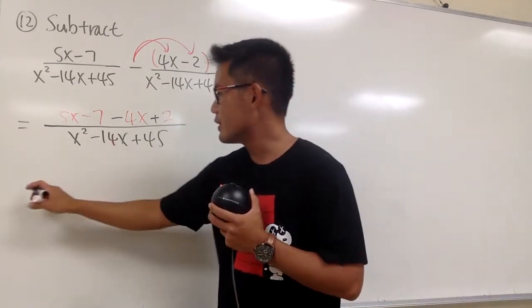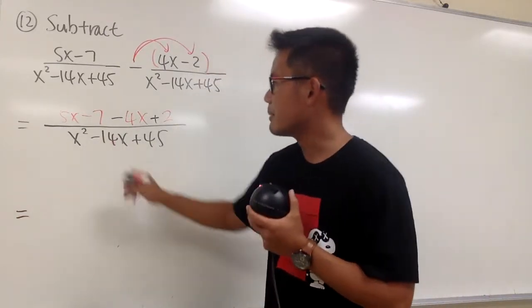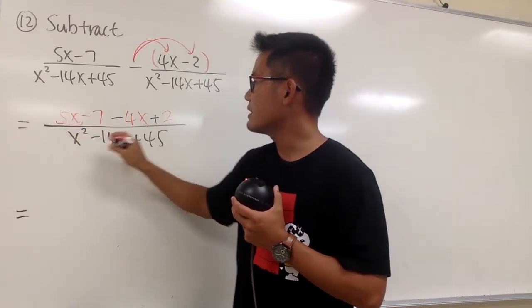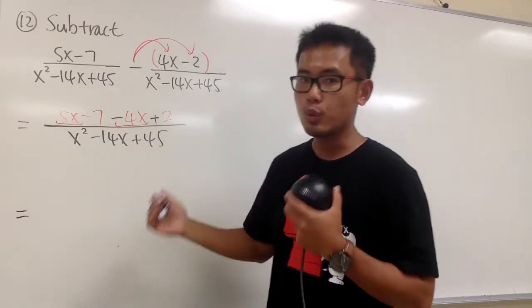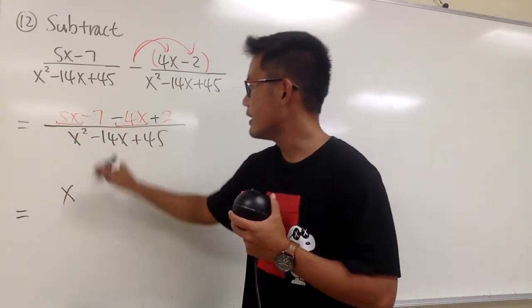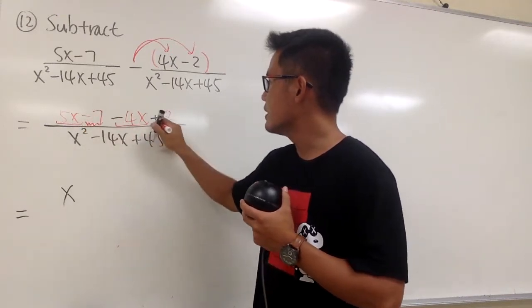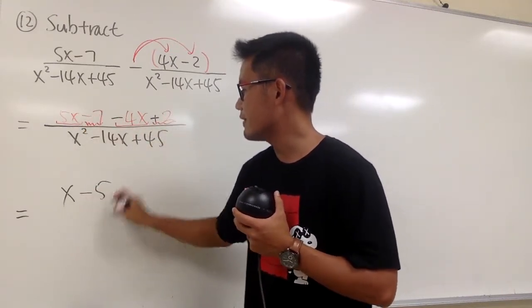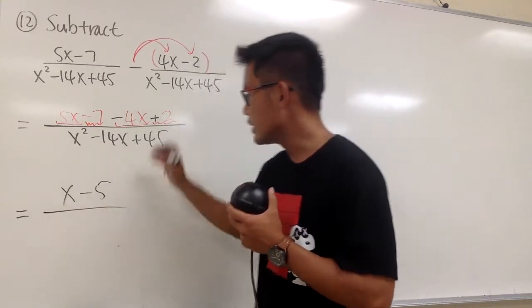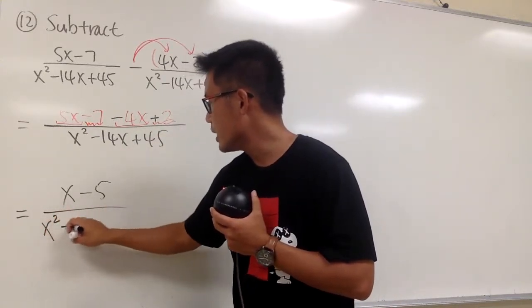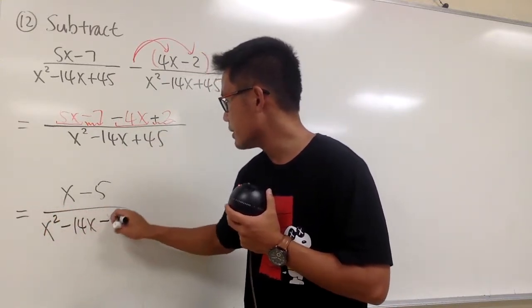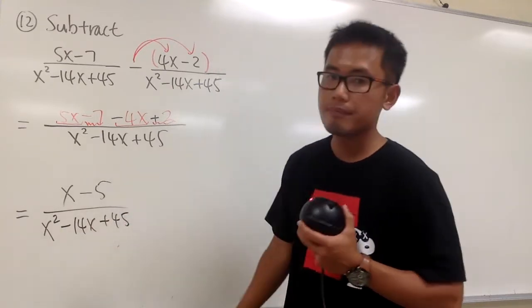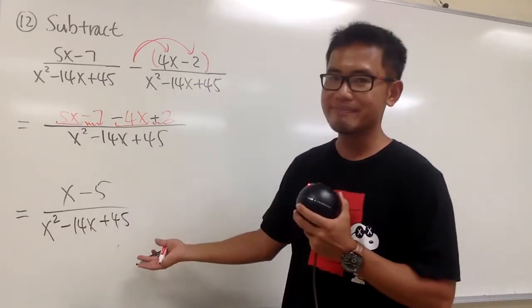And now we can just go ahead and combine terms on the top. This is 5x minus 4x, we will just have an x left. And then minus 7 plus 2, that's negative 5, right? On the bottom, we keep it as how it is. This is x squared minus 14x plus 45. And now, is there anything that we can do with this?